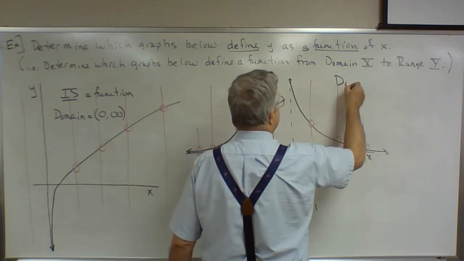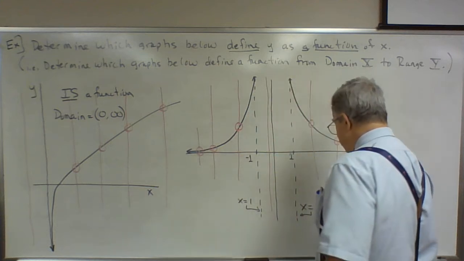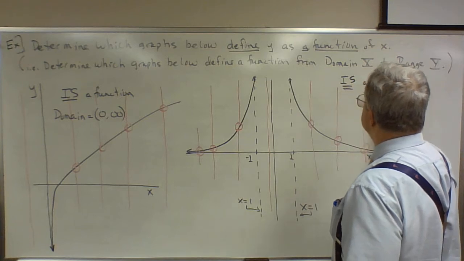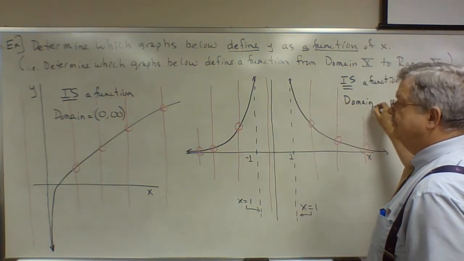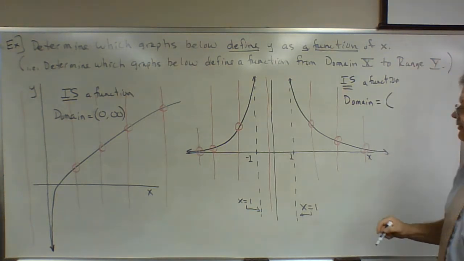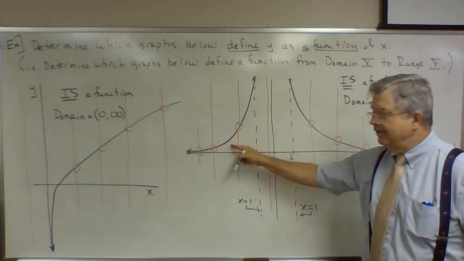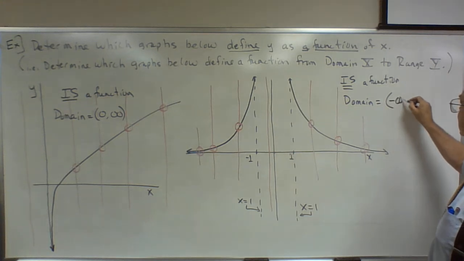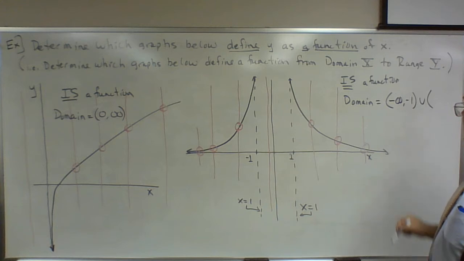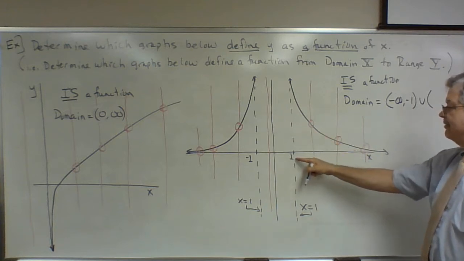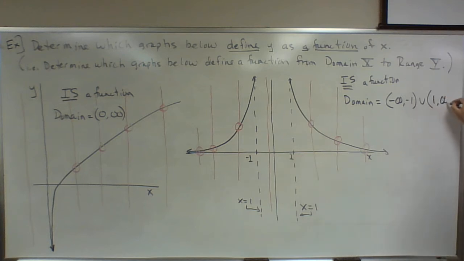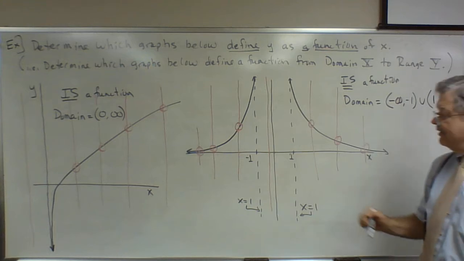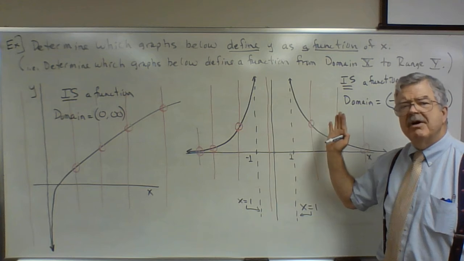So over here I'll write is a function, and after that, I'll write what the domain is. The domain is the set of all real numbers that are less than -1, so that's the interval from -infinity to -1, and all of the x values to the right of x equal +1, the positive x values that are greater than 1. That's the interval 1 to infinity. So what does that mean? The x values in the closed interval from -1 to 1 are not part of the domain.